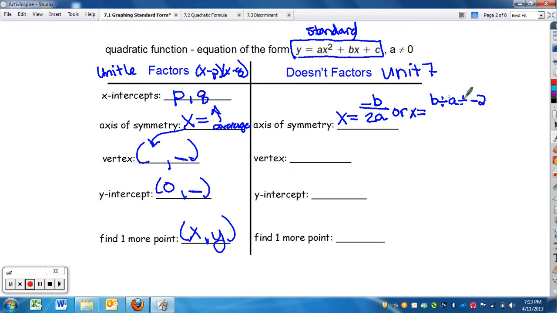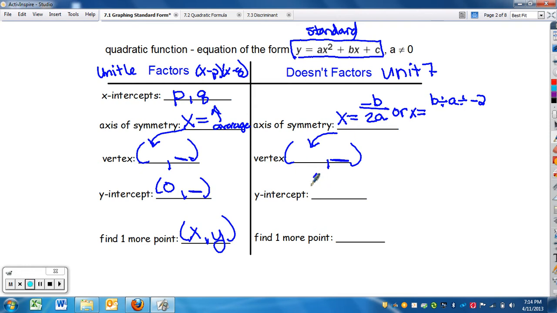You can use whichever formula that you want. It doesn't matter to me. To get the vertex, just like before, we take whatever value we get for here, like say we got 3, that is our x value, and then we figure out our y by plugging it in to our original equation.